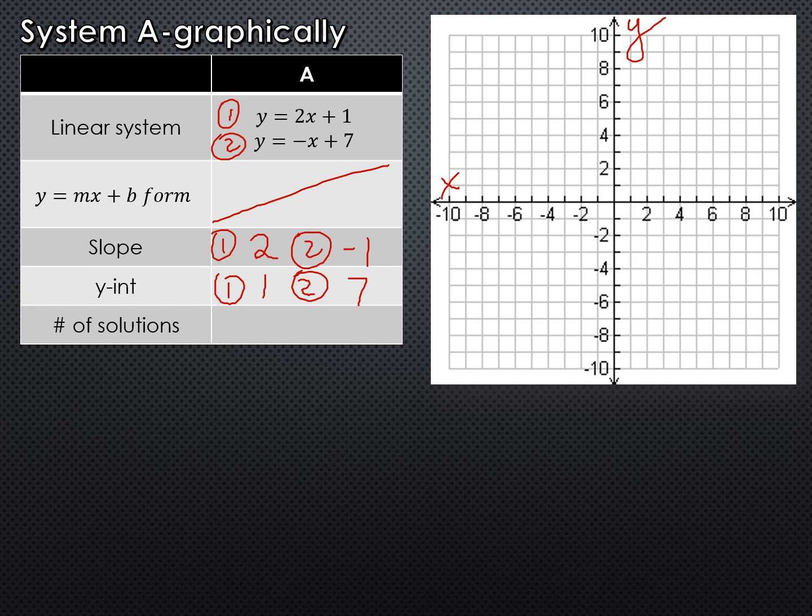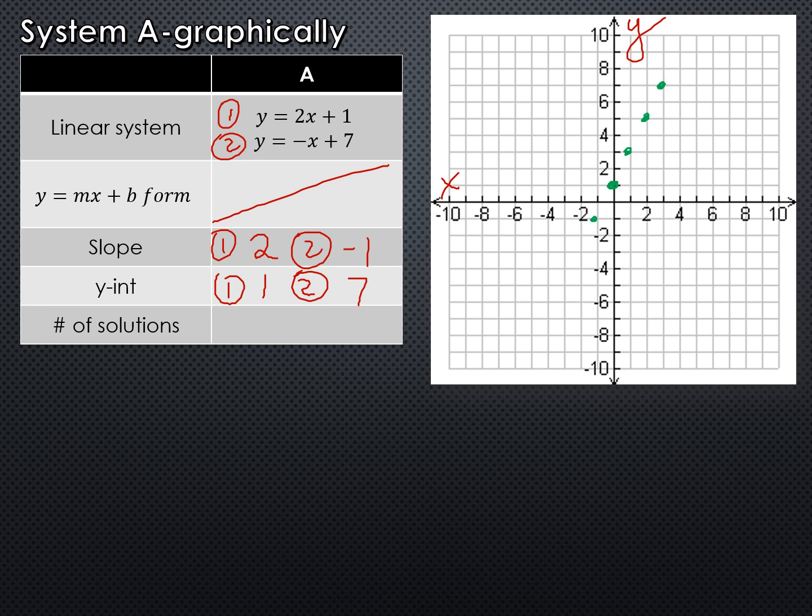So for equation number 1, our y-intercept is 1. Our slope is 2. Now remember, if it's written as a whole number, it's really over 1, so up 2 over 1. So up 2 over 1, up 2 over 1, and you can kind of repeat the pattern going the other way.